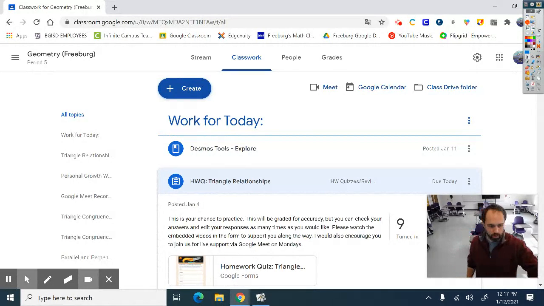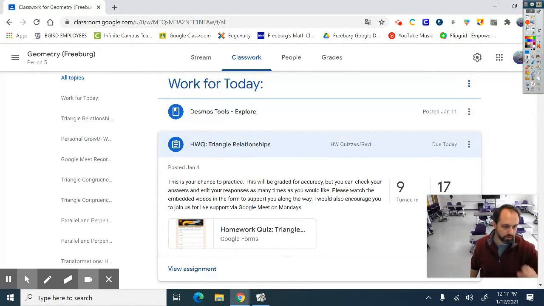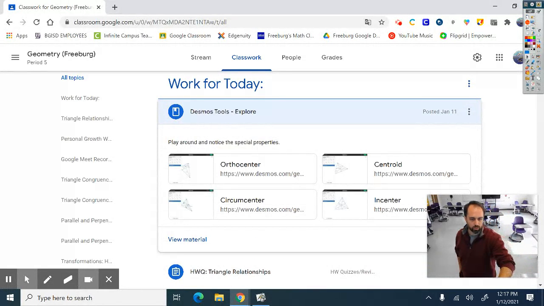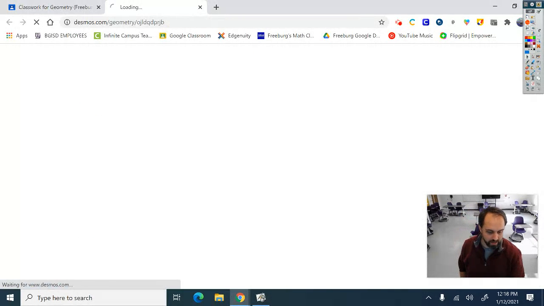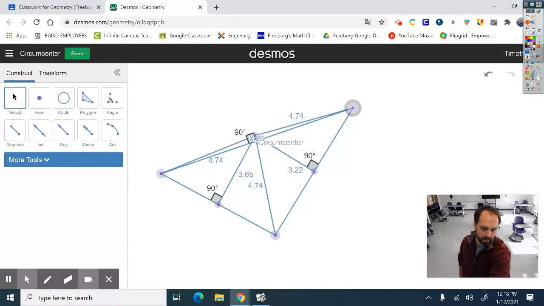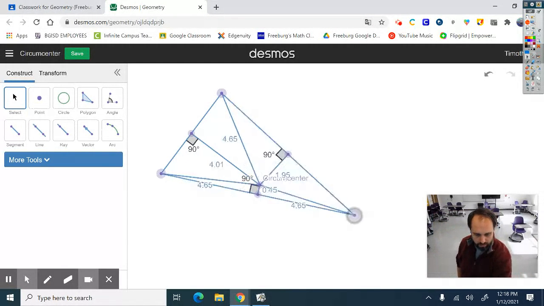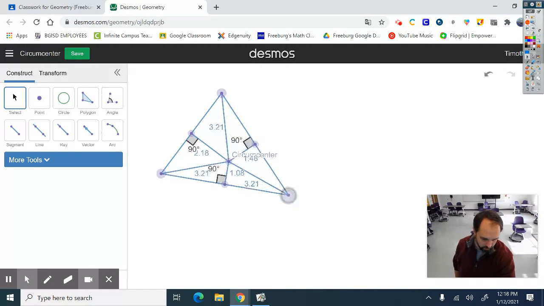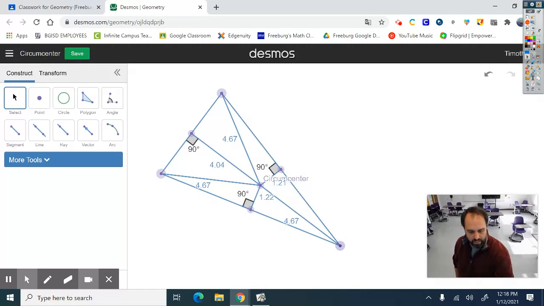So starting here with what tools and resources you have, I want to remind you that I've built some Desmos tools for exploration and just to play around with. So if you're still uncomfortable with how some of these work and behave, feel free to click on any of these. They'll open up with a pre-built triangle, and you can play around with it and see how, for example here, your circumcenter is changing.